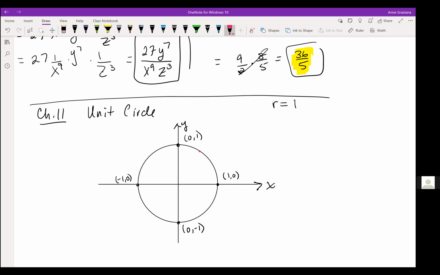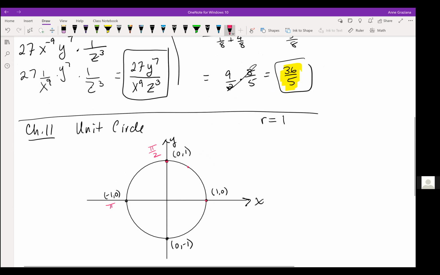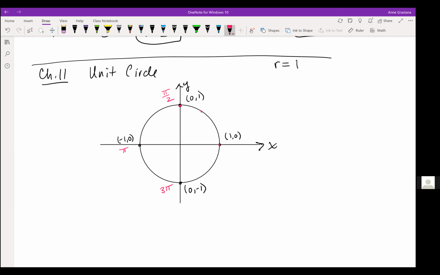Okay, so before we do that though, let's look at what else we know about this circle. We also said that this is always the starting point, 0, and I can go around my unit circle, and when I get to this point, in radians, this is also pi over 2. This is pi. And then this is 3 pi over 2. And then one full revolution is 2 pi, okay?